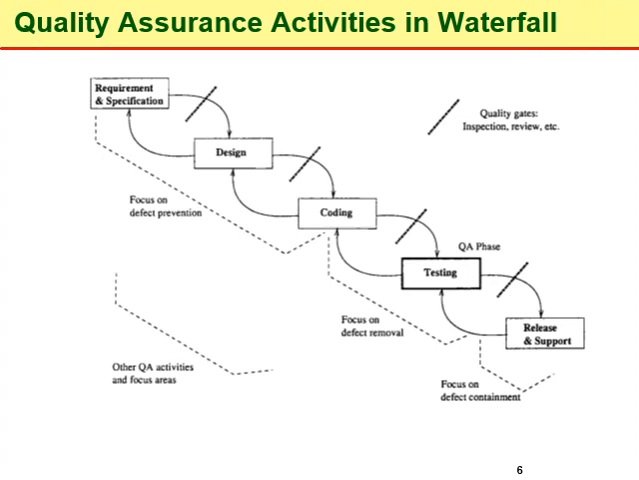Okay, here we will discuss the quality assurance activities in the waterfall-based projects at different stages. In this figure, you can see several quality gates that represent the quality assurance techniques at different points during the development phase. For example, various defect prevention activities such as reviews and inspections.